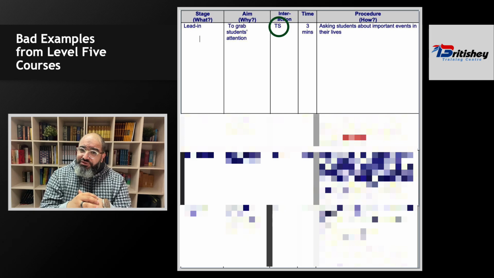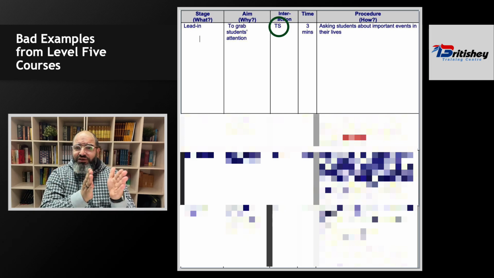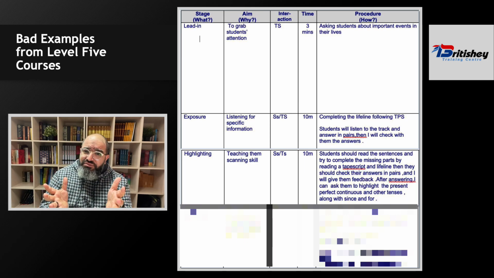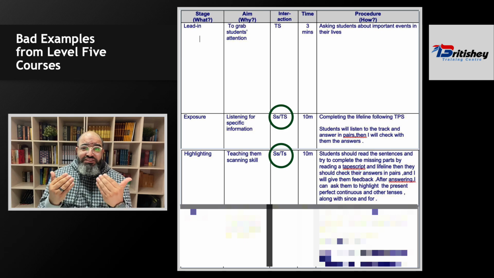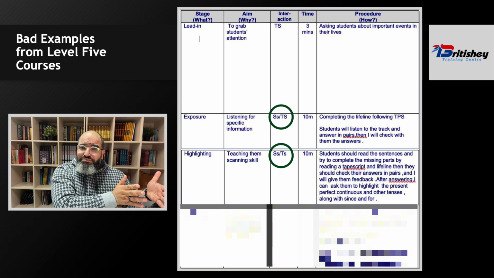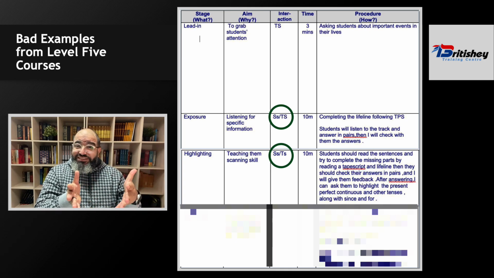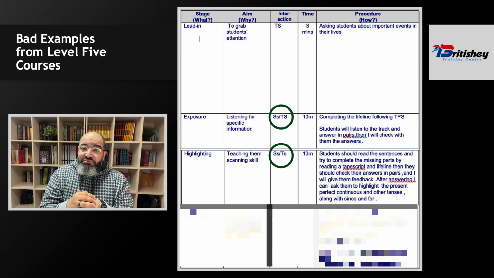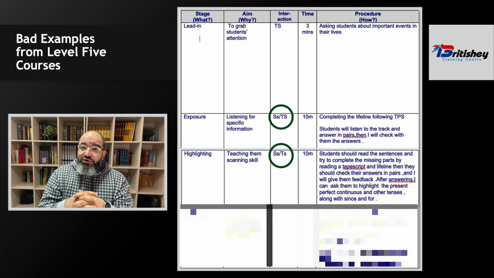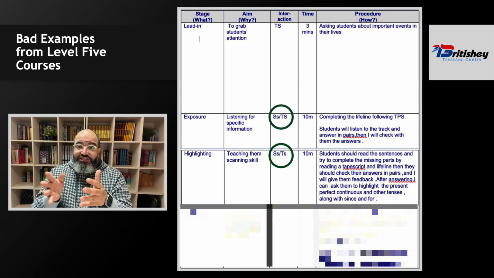As for the exposure and highlighting stages, the way the interaction patterns are written is confusing. We do not exactly know which part would be plenary and which part would be student-centered. It's not clear. As for the abbreviation, for the student-centered interaction pattern, the candidate wrote SS, which is really confusing. Is it going to be pair work or group work? He should have written either S-S for pair work or SS-SS for group work.